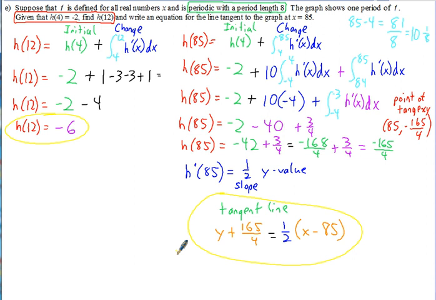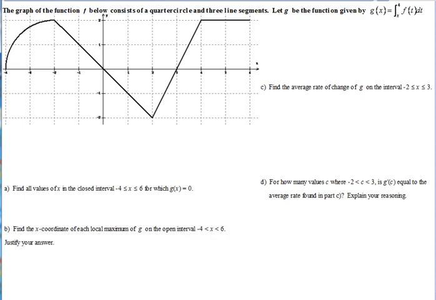Now let's take a look at one more example here. This one says the graph of the function f below consists of a quarter circle, right here, and 3 line segments. Let g be the function given by g of x equals the integral from x to 4 of f of t dt. So it says find the average rate of change of g on the interval, oops, that's part C. Let's start with part A.